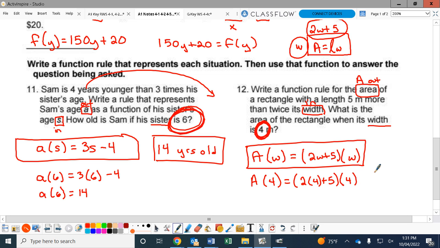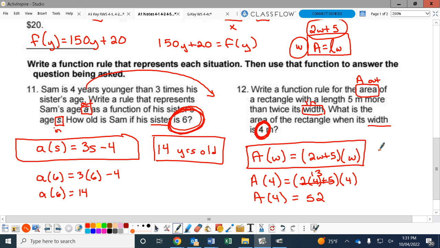Okay, guys. Now listen, when you have two parentheses like that, work out what's in this parentheses first. 2 times 4 plus 5 would be 2 times 4, which is 8. And 8 plus 5 would put you at 13. Then you're going to have 13 times 4. And 13 times 4 is going to put you at A of 4 being equal to what? I think it's 52, isn't it? Check my math. I just want to make sure, confirm I'm right.